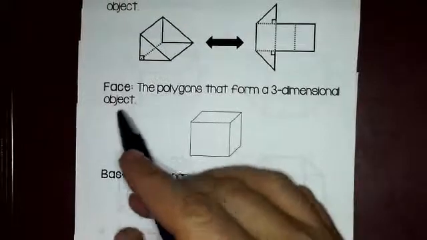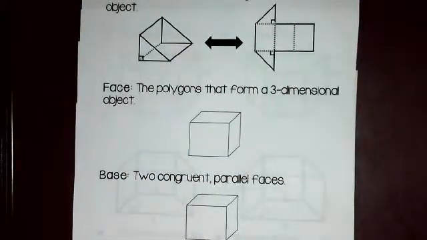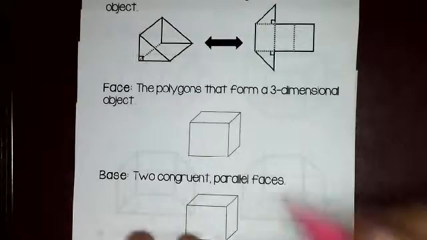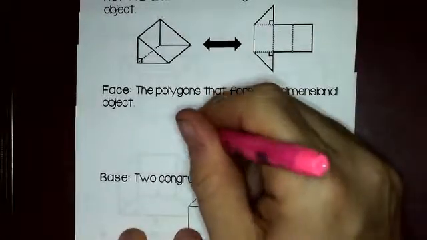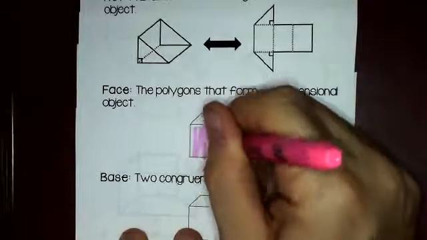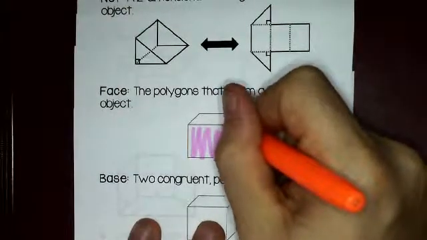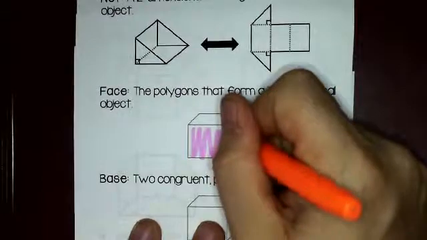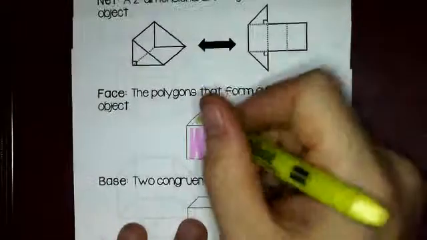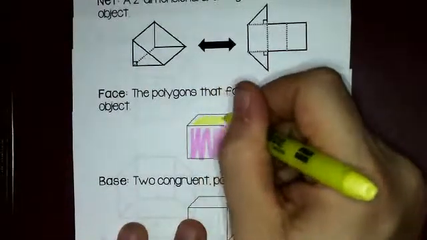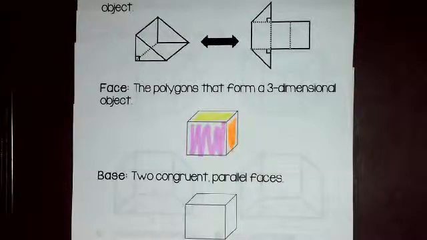Let's talk about the different pieces. The first piece I want to talk about is a face. Our faces are polygons that form a three-dimensional object. And so this right here is one of our faces. This would be another face. And this would be a third face. And of course this is a cube, and so the cube would have 6 faces, but we only see 3 from the angle that we're looking at.